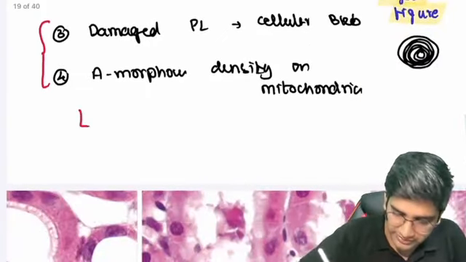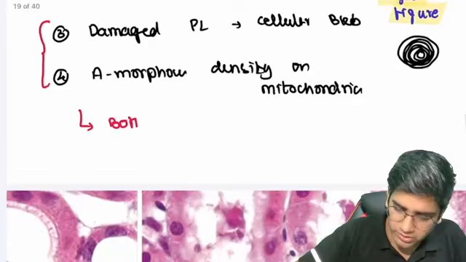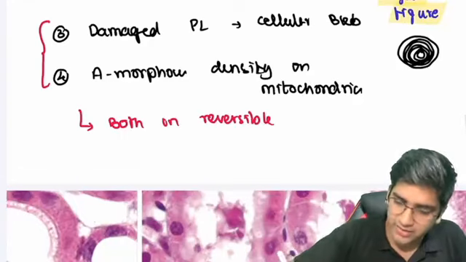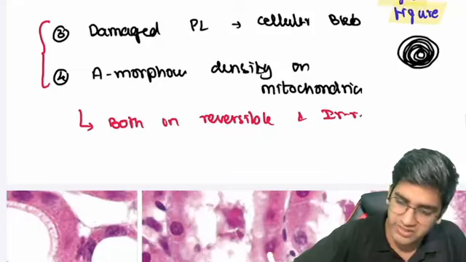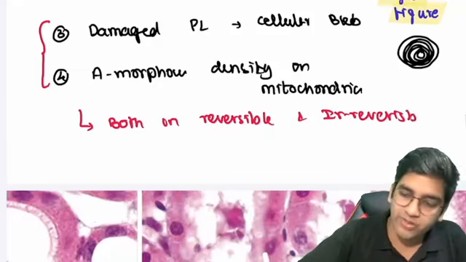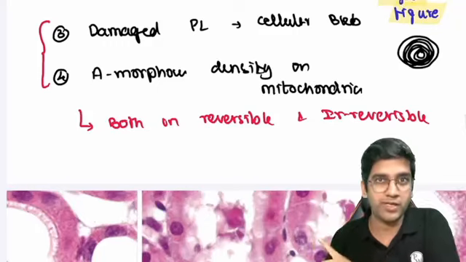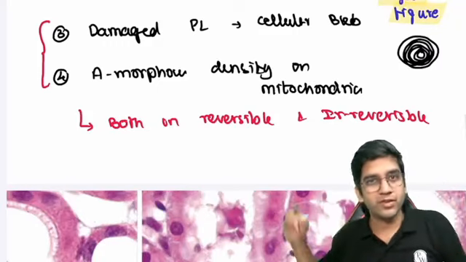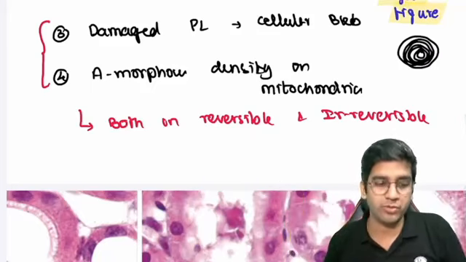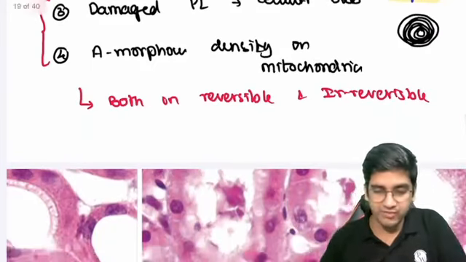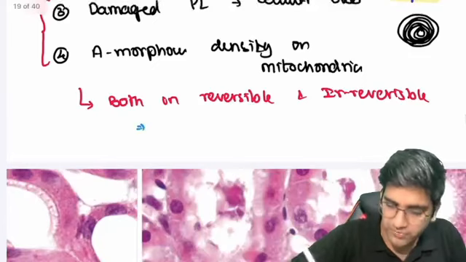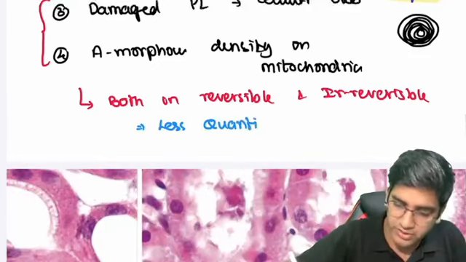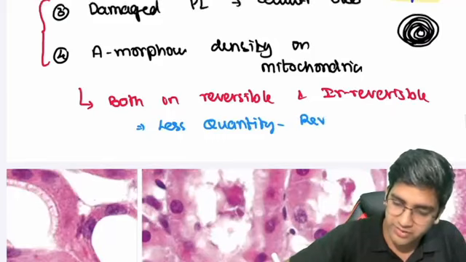The third and fourth findings are seen in both reversible and irreversible cell injury. Please be very careful about it. See, this is not required in real life, but for an MCQ it might be required. You might have a question: all of the following are seen in reversible cell injury except, and this one can be seen in both. So be very careful about it, right? It can be seen in both reversible and irreversible cell injury. How do I differentiate this? When I have a smaller number of myelin figures, it's going to be considered a reversible change.